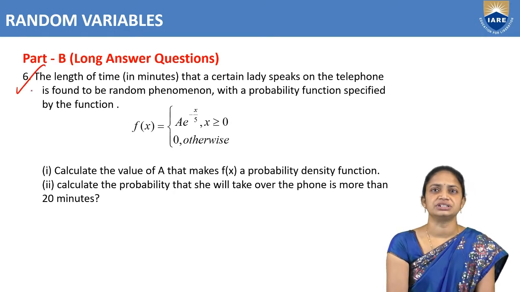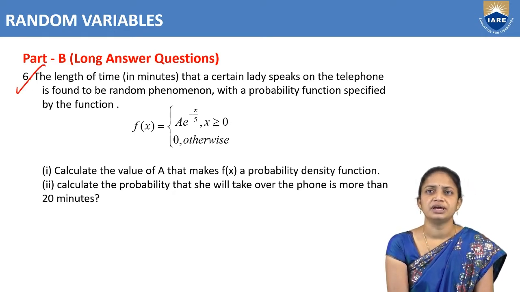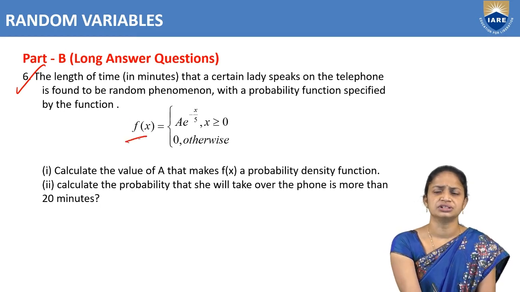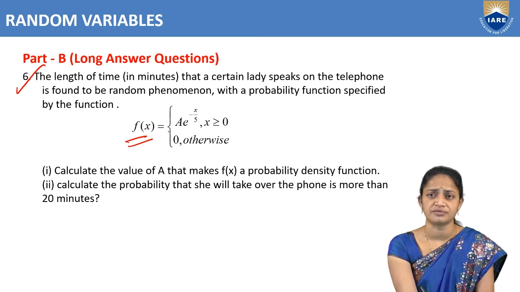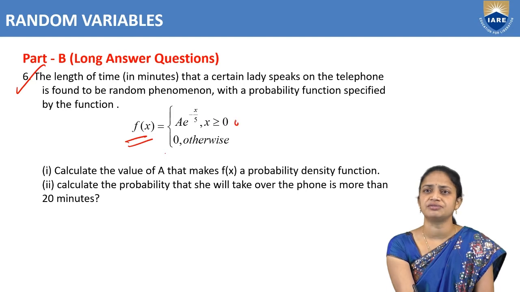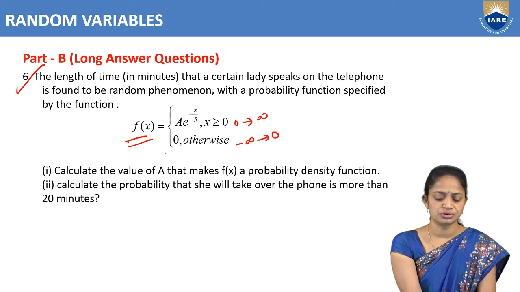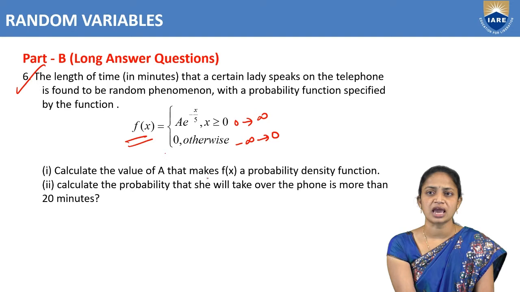Now coming to the next question: the length of time in minutes that a certain lady speaks on the phone. This is our function. Here they have given the function f of x equal to a into e power minus x by 5, where x is greater than or equal to 0, and 0 otherwise. So here we have two cases. The first one is x greater than or equal to 0, meaning 0 to infinity. The otherwise case is minus infinity to 0. Here we have to calculate capital A that makes f of x a probability density function.